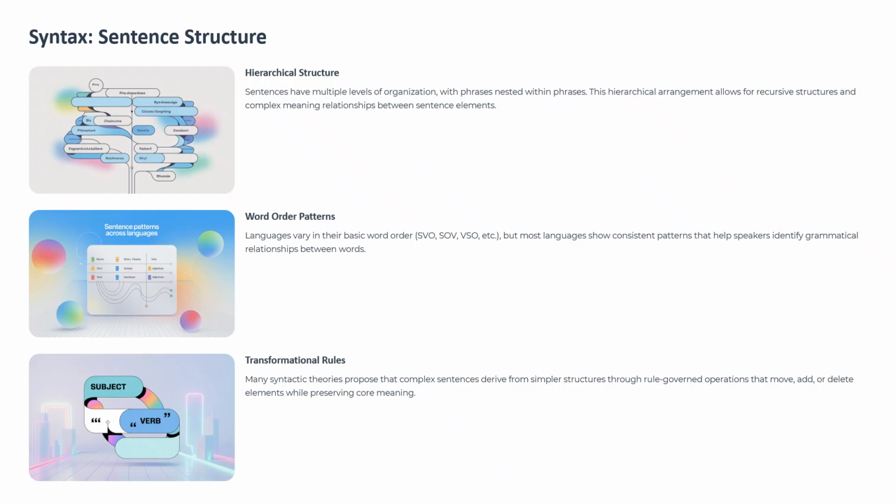Word order patterns. Languages vary in basic word order: SVO, SOV, VSO, but most languages show consistent patterns that help speakers identify grammatical relationships between words. Transformational rules. Many syntactic theories propose that complex sentences derive from simple structures through rule-governed operations that move, add, or delete elements while preserving core meaning.